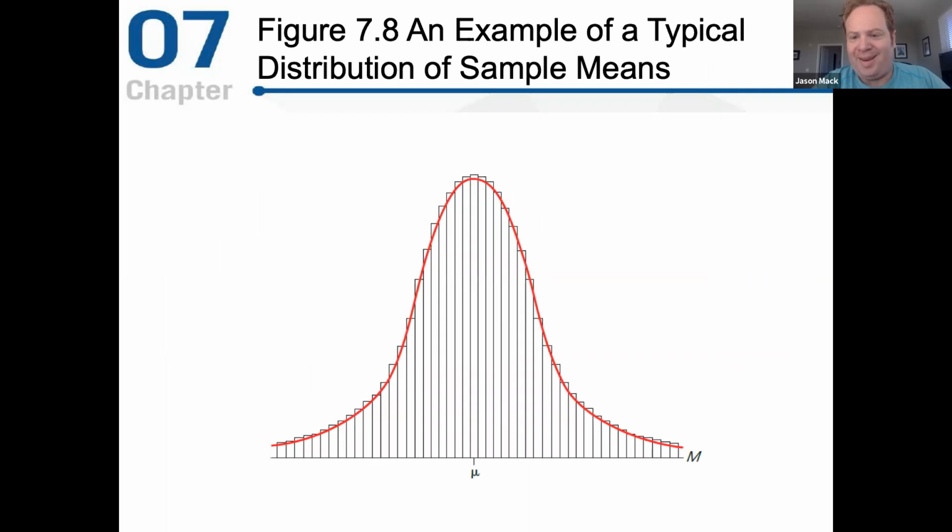Figure 7.8, an example of a typical distribution of sample means. Each of the bars in the histogram represents the frequencies for different sample means. A curve for the normal distribution is superimposed on the histogram. The expected value of the distribution of sample means equals the population mean.